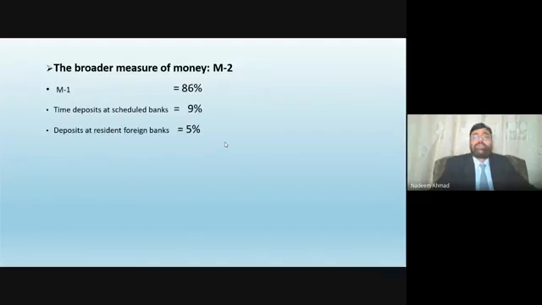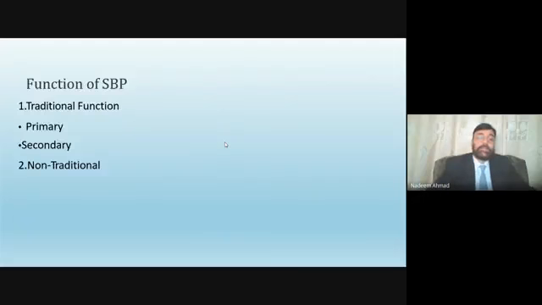Same is the case with the broader measure of the money, M2, which is M1, 86%, which we have just studied earlier. And time deposits at scheduled banks, 9%. And deposits at resident foreign banks, which are located inside your country, 5%. So this is what we have just done. 86% was M1, and 14% is the rest of the things. So it means 100% of the composition of your money circulation.